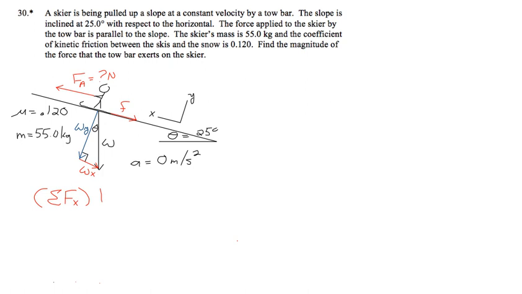Right, FA minus WX minus friction equals MA. That's my equation because I'm calling up the hill positive. And then when I sum up my forces in the y direction, well, I don't have my picture complete yet, right? It's not complete because which one did I forget to put in?